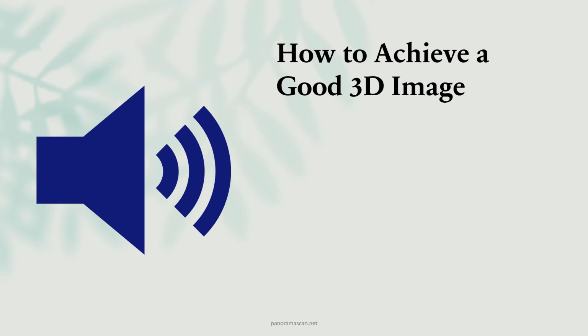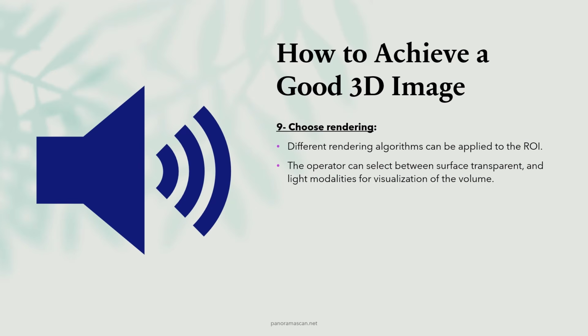Once the volume has been captured and the image is optimized, the operator can select from a variety of rendering algorithms to visualize the region of interest in the most effective way. These algorithms are crucial for enhancing different anatomical structures and improving image clarity. The operator has the flexibility to choose between different rendering modalities, including surface, transparent, and light modes.